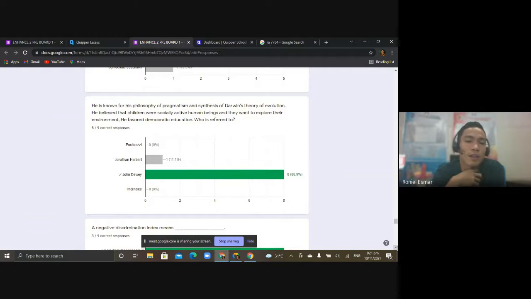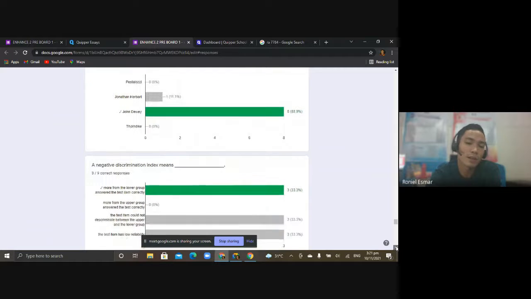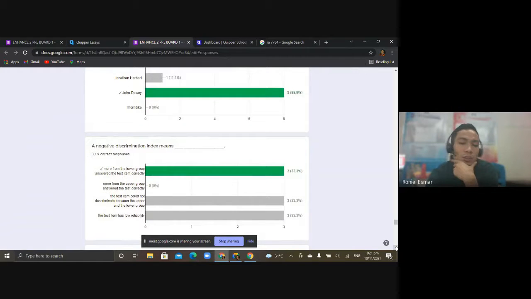Next, he is known for his philosophy of pragmatism and synthesis of Darwin's theory of evolution. He believed that children were socially active human beings and they want to explore their environment. He favored democratic education. Who is referred to, is it Pestalozzi, Johann Herbart, John Dewey, or Thorndike? It's John Dewey. If it's related to allowing the child to explore his or her environment, then the proponent for that is John Dewey.